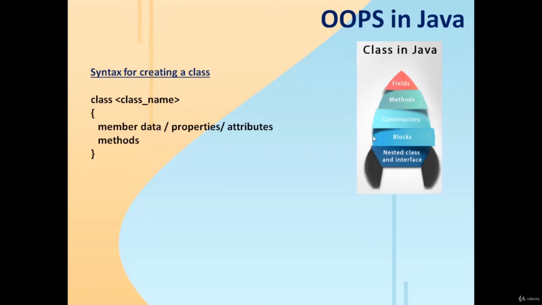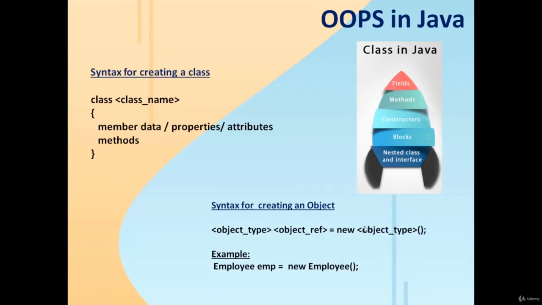But in a real class, we can have constructors. A class can have a static block, or it can have an initialization block. We will see that. A class may contain another class, and some inner interfaces also. That is called a nested class or nested interface. A class can be defined inside another class. All these things may come inside a class. Then to create an object, the new keyword is used for creating an object.